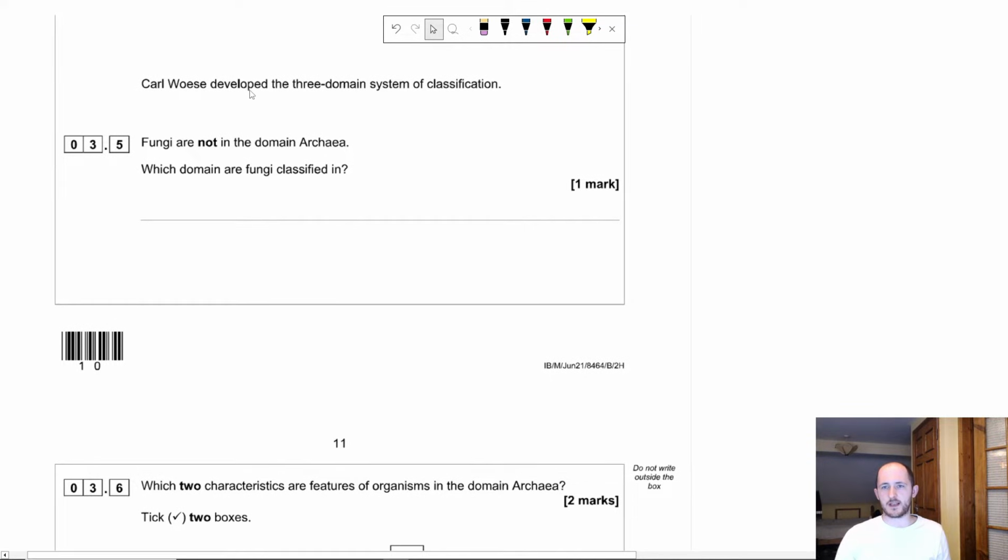Carl Woese developed the three-domain system of classification. So just for those of you that aren't aware, the three domains are archaea, then you have true bacteria, so you can call them bacteria if you want, and then lastly we have eukaryota.